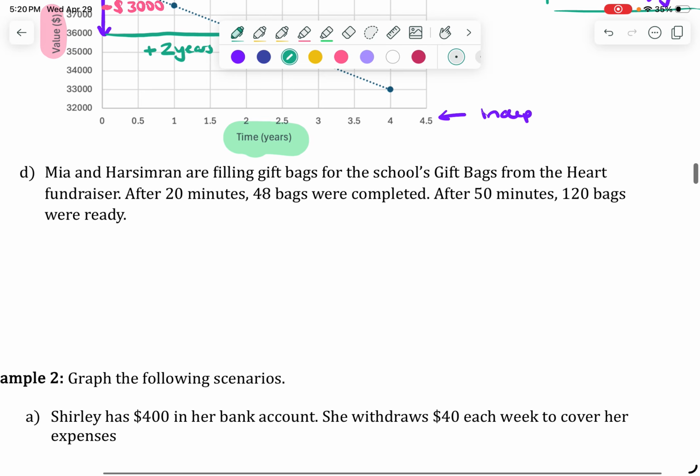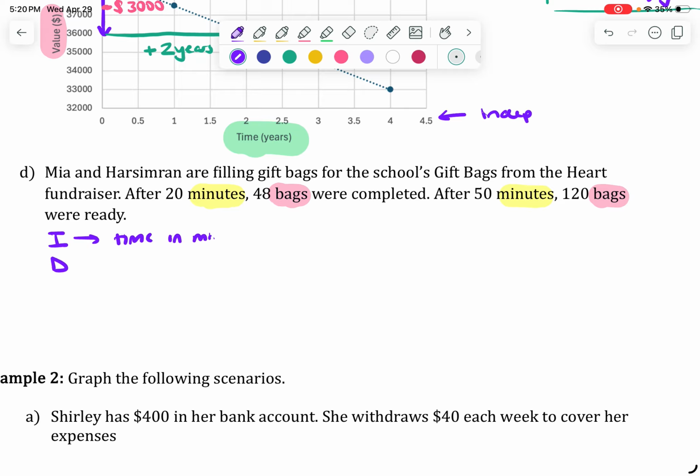Okay. Now we got Mia and Harsimran, and they're filling gift bags for the school gift bags from the Heart fundraiser. After 20 minutes, 48 bags were completed. After 50 minutes, 120 bags were ready. Okay, so I've got two different things. I've got something measured in minutes, and I've got something measured in bags. And we can identify those two variables just to make sure we're on the same page here. My independent will be time in minutes. My dependent will be the number of bags measured in bags.